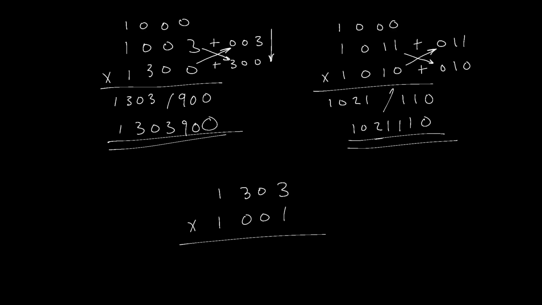Okay, last problem, working off of base 1000. This is plus 303. This is plus 1. So for our left-hand side, we get this, and for our right-hand side, we get this. Final answer.